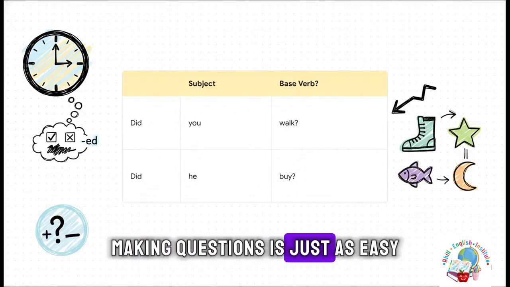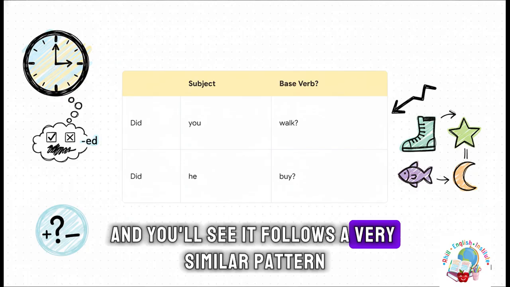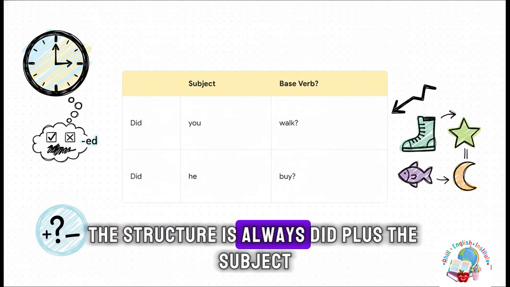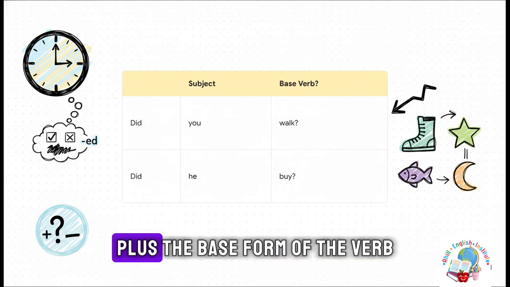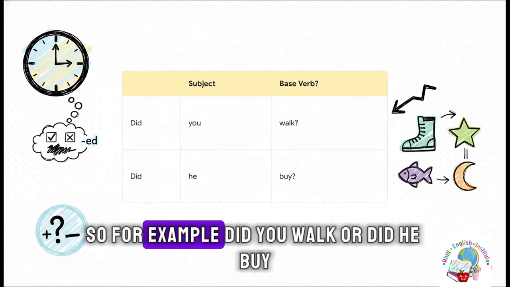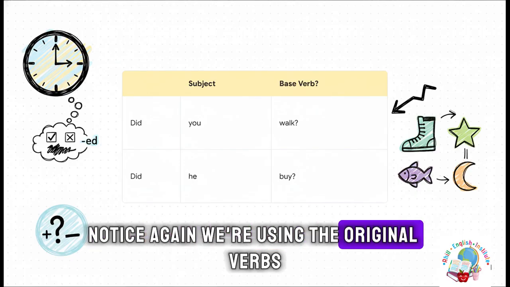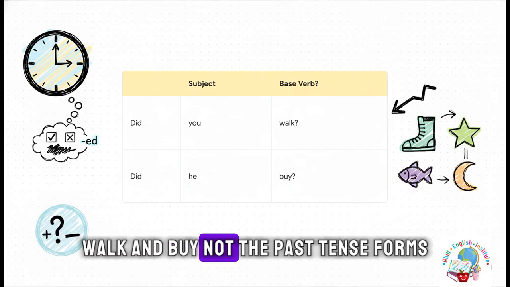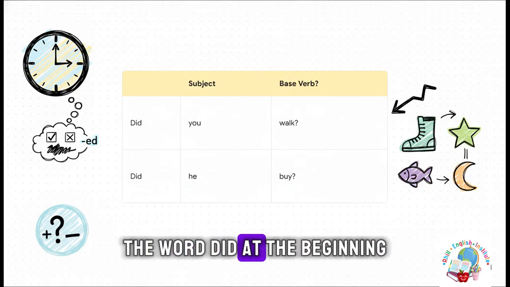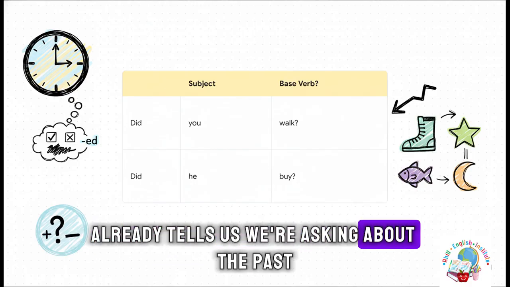Making questions is just as easy, and you'll see it follows a very similar pattern. The structure is always did plus the subject plus the base form of the verb. So for example, did you walk or did he buy? Notice again we're using the original verbs walk and buy, not the past tense forms. The word did at the beginning already tells us we're asking about the past.